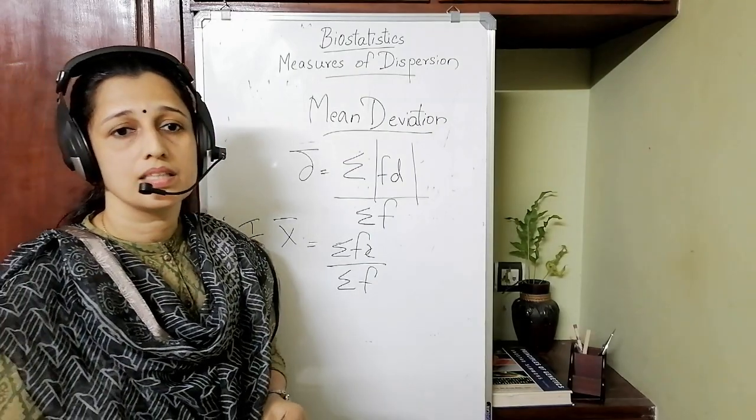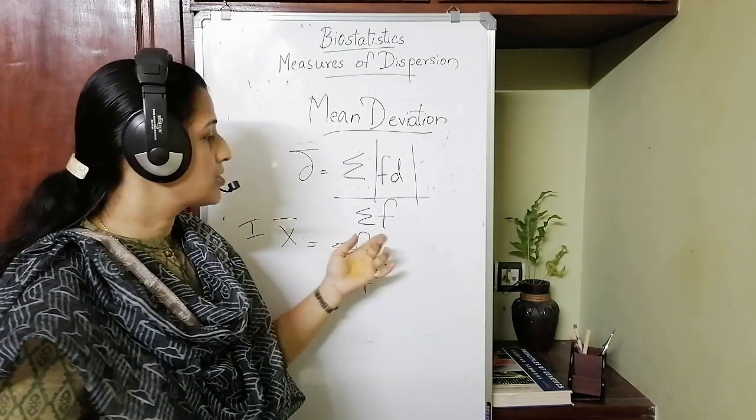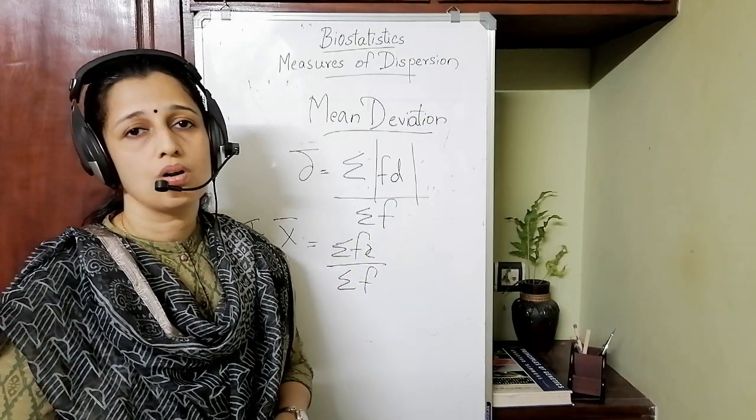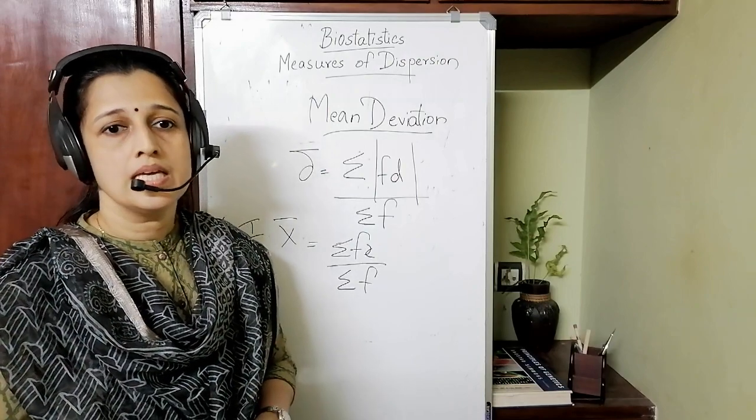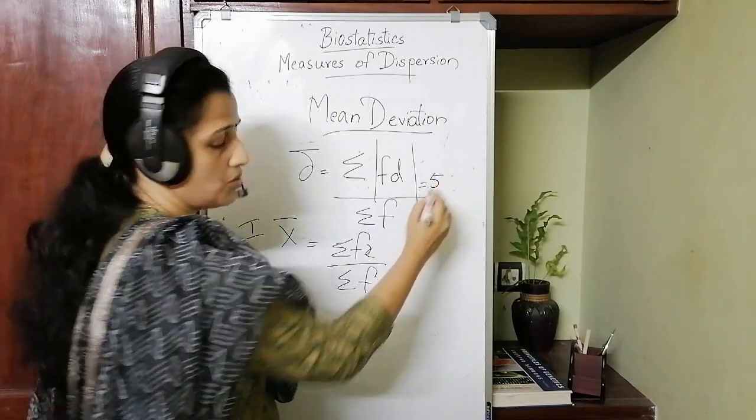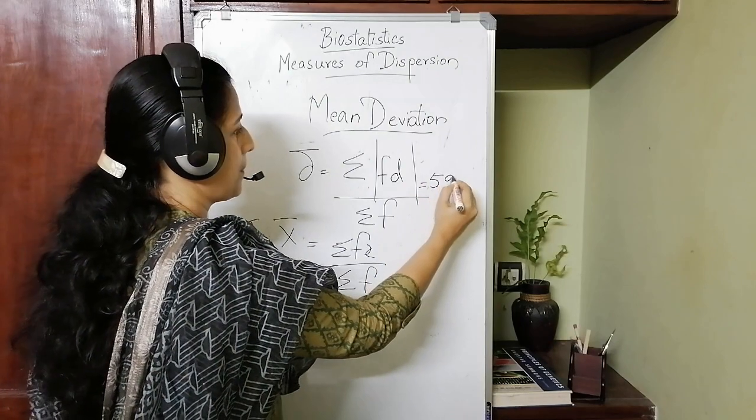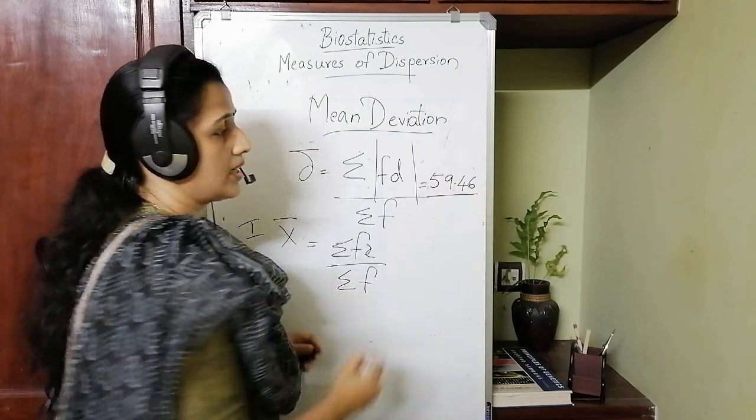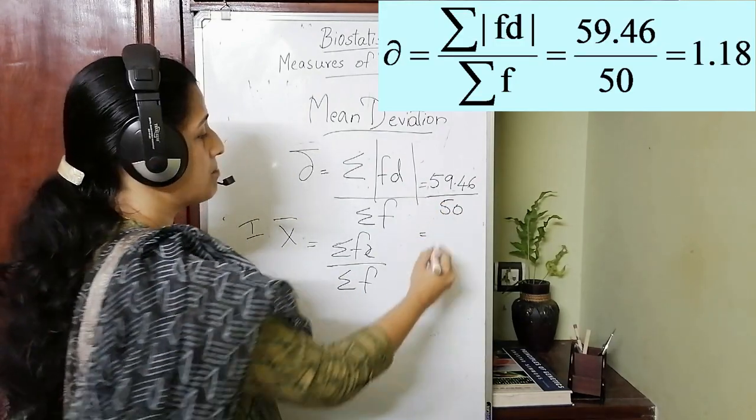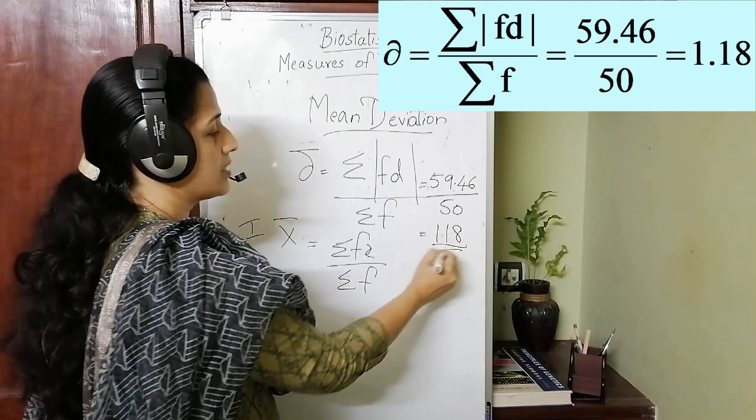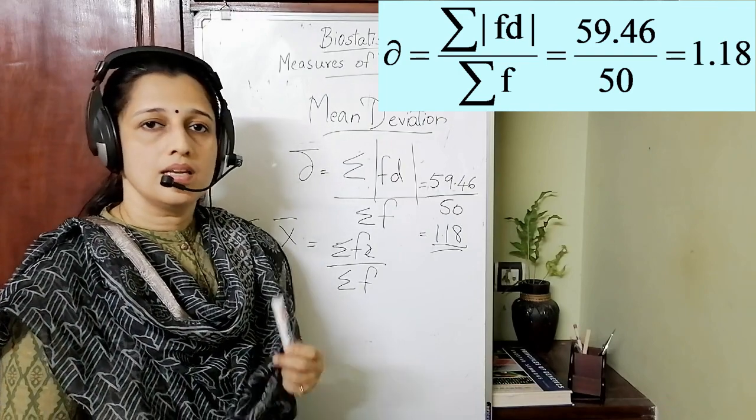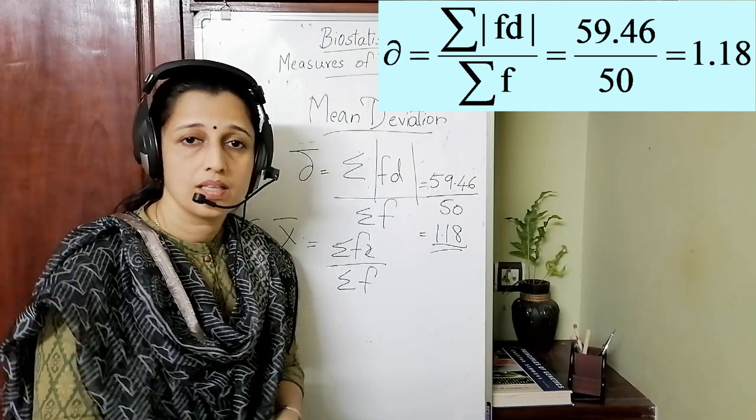Now we have computed the sigma fd, and we divide it by sigma f. The mean deviation, or delta, is 59.46 divided by sigma f, which is 50. This is how we find the mean deviation. Now let's work out another question.